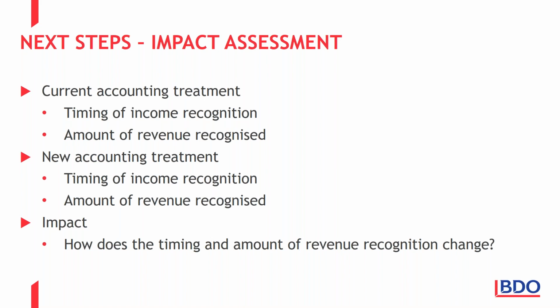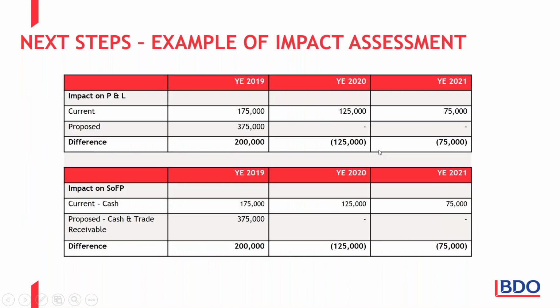Then we go through a whole process where we assess agreements, read agreements. Kevin and I are reading agreements morning, noon, and night to determine the new accounting treatment under either AASB 15 or 1058, whichever is appropriate. We consider the timing of income recognition and also the amount. And then in the third aspect of this impact assessment, we document how the timing and the amount of revenue recognition or income recognition would change. So it's a whole process to go through to get to the impact assessment.